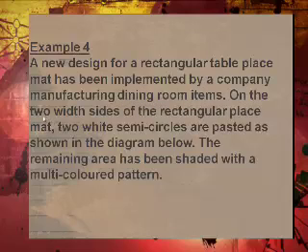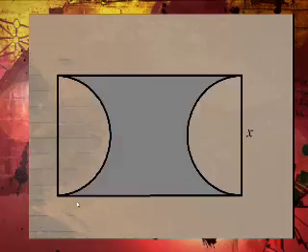On the two width sides, that's the little width sides of the rectangular placemat, two white semicircles are pasted as shown in the diagram. The remaining area has been shaded with a multicolored pattern. So have a look here. So here's your little mat. We're going to call that width X, and notice they pasted on here two little semicircles. They're equal in size, and it's pasted over here, and then we painted that.